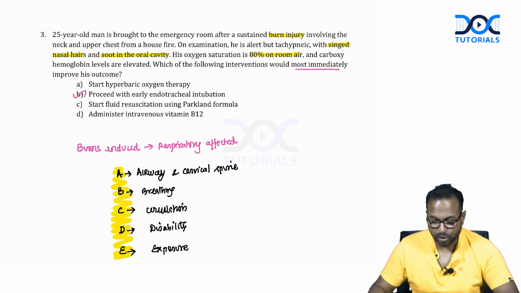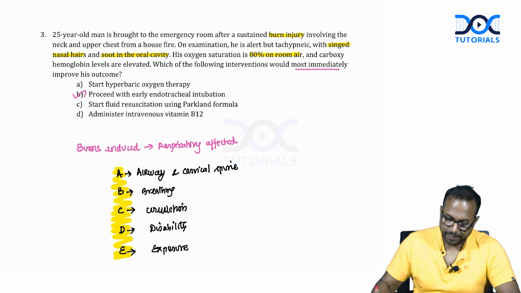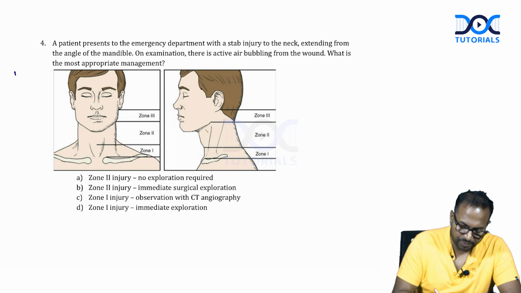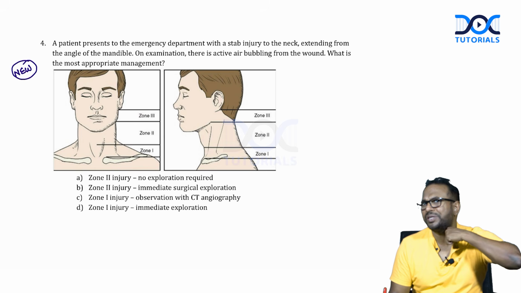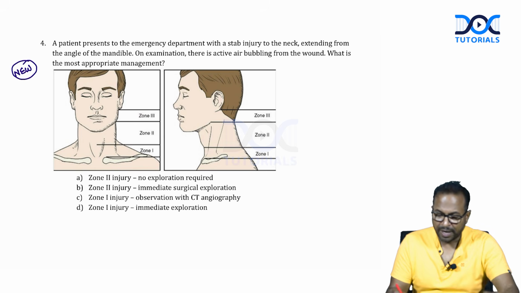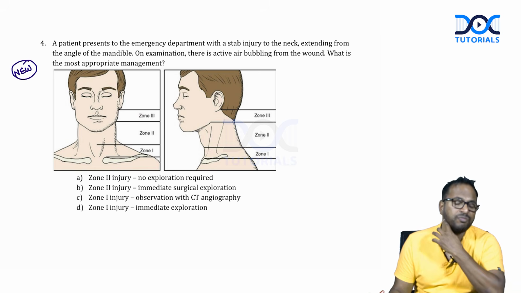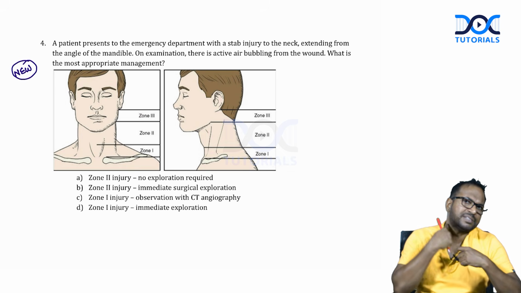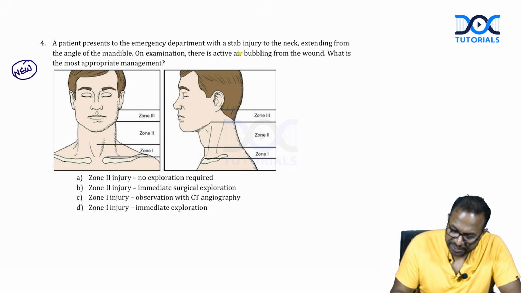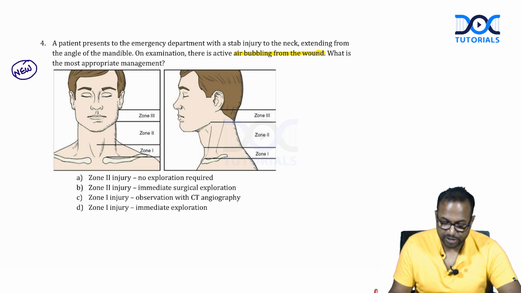This is also a repeat concept. So this is a totally new question for FMGE exam. Though it is a very commonly asked INI-SET question, this is a new concept. A patient comes to emergency with a stab injury in the neck, extending from the angle of mandible towards here. On examination, there is air bubbling from the wound. What is the most appropriate management?